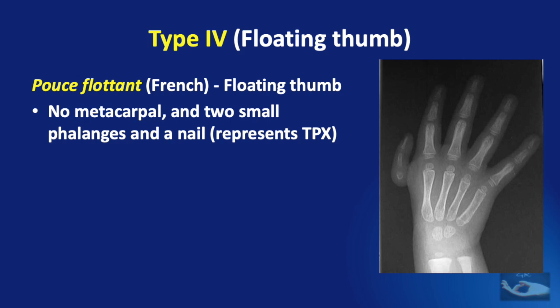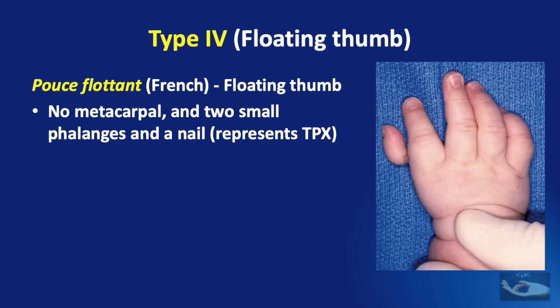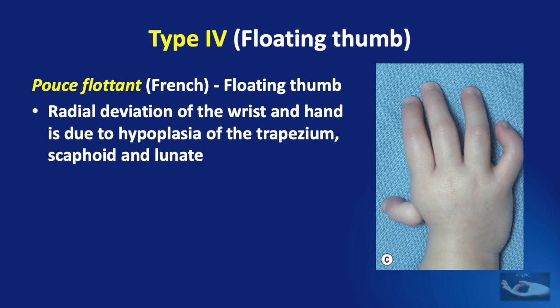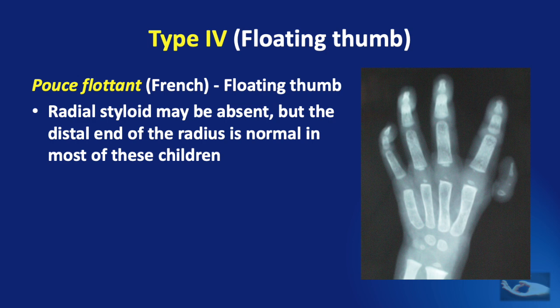There is no metacarpal, and usually two small phalanges tend to be present within the soft tissue envelope, which contains a nail representing the terminal phalanx. Intrinsic muscles do not insert onto these bones, and there is no active flexion or extension. Radial deviation of the wrist and hand may be seen due to hypoplasia of the trapezium, scaphoid, and lunate, and the radial styloid may be absent, but the distal end of the radius is normal in most of these children.